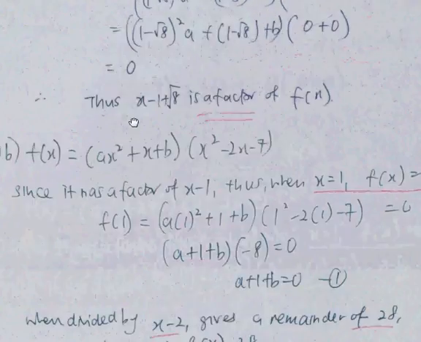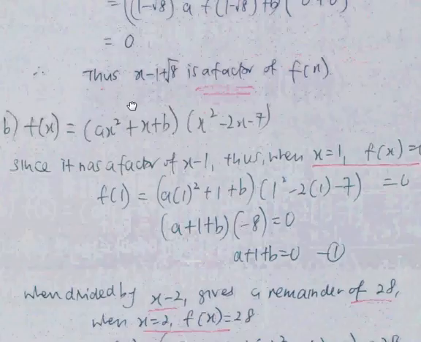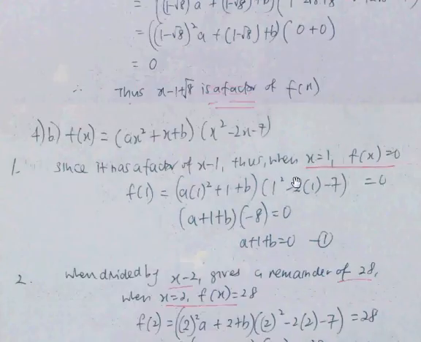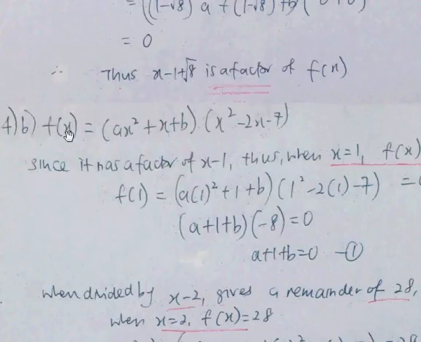For part B, to find the values of a and b, firstly, we are given that f(x) has a factor of x - 1. Thus, when x equals 1, f(x) equals 0. So we substitute x = 1 into the given expression: a(1)² + 1 + b times (1² - 2(1) - 7) equals 0. So (a + 1 + b) times -8 equals 0. When we divide by -8 on both sides, we get a + 1 + b = 0. We label this expression as equation 1.